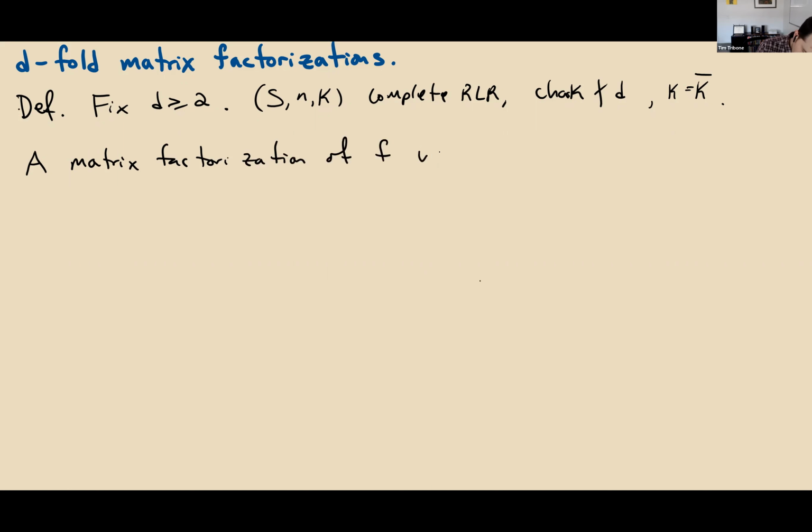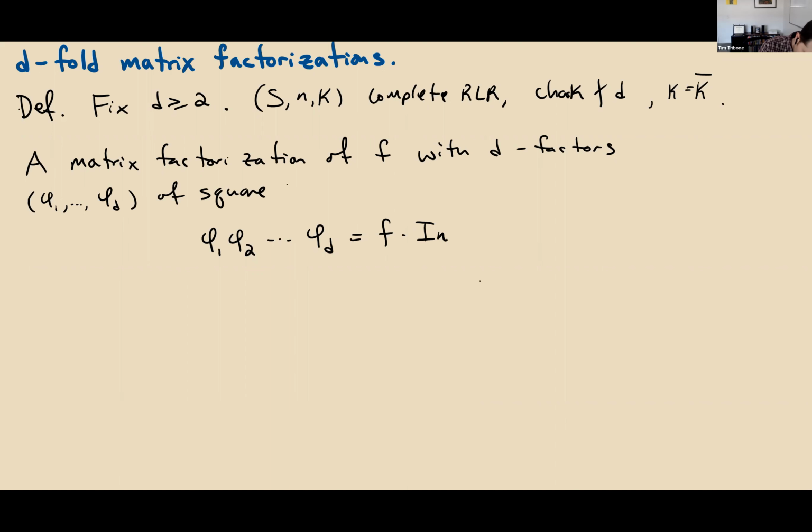A d-fold matrix factorization of f is essentially the same definition as before, except we're going to allow for more matrices. So it's a tuple phi1, phi2, up to phi d, such that their product is f times an identity matrix. The phi are square with entries in S still, and their product in this order, you have to choose an order, gives you f times an identity matrix. So it's a tuple of matrices with entries in S such that you have this equation.